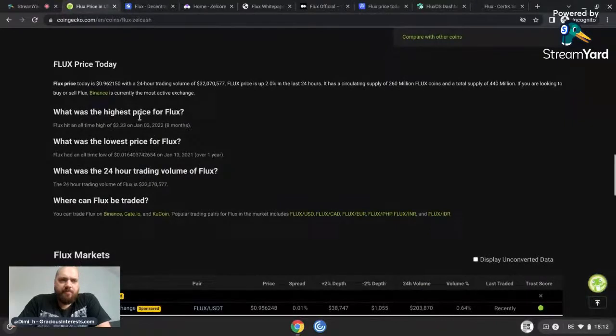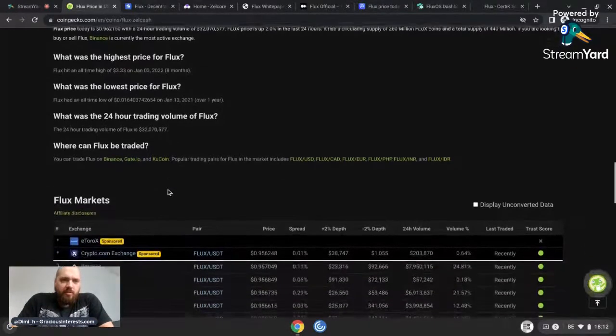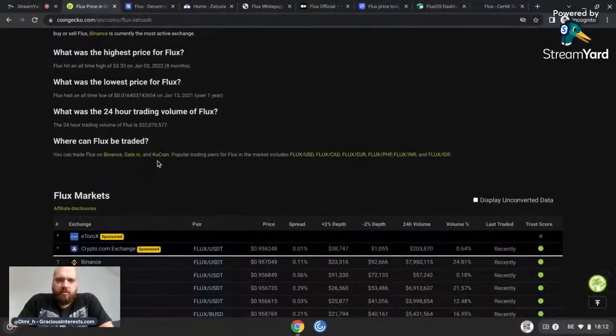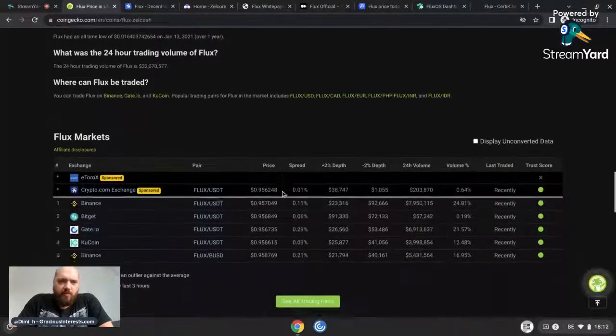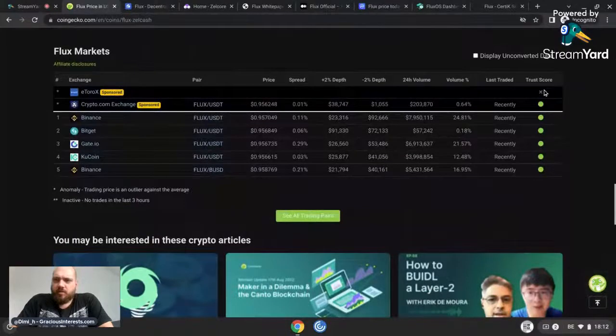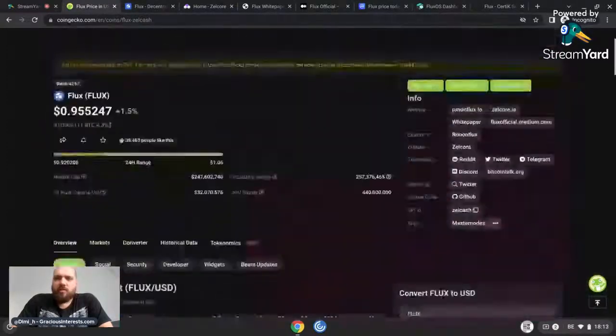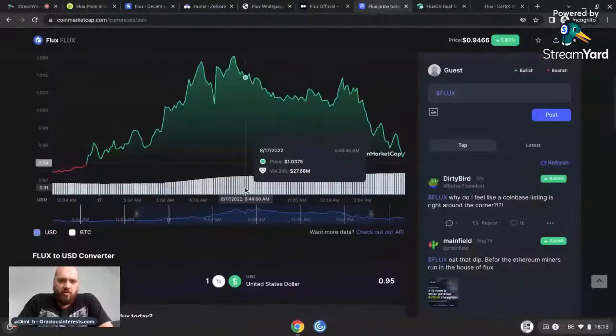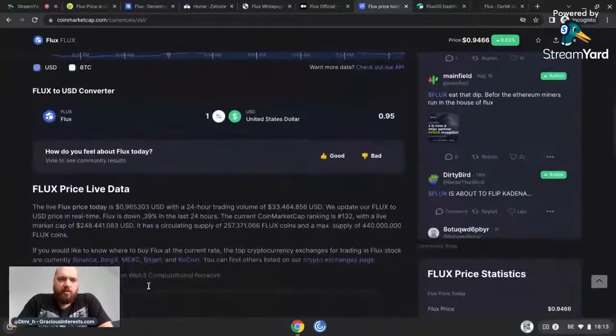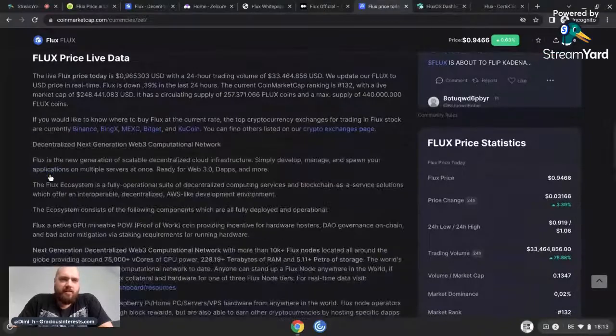Just see here. Circulating supply of 260 million Flux coins, total supply 440 that we know. Can Flux be traded? Binance, Gate.io, KuCoin. Those are trading pairs. Up here you are seeing mostly used ones. You've got Crypto.com, Binance, Bitget, Gate.io. Okay, but it doesn't really tell me on CoinGecko what it is about. Generally, CoinMarketCap gives me a much more detailed insight.